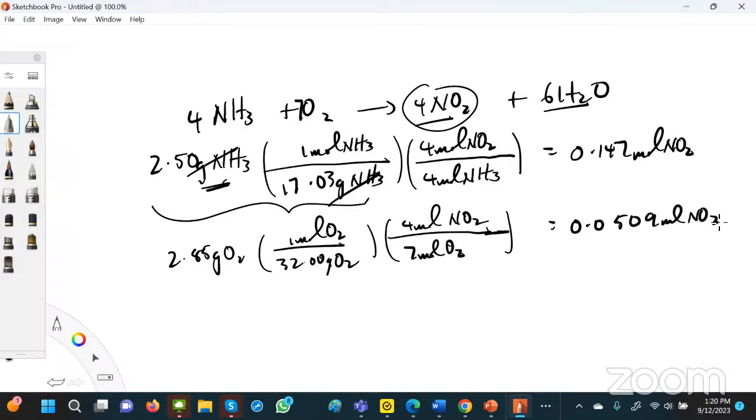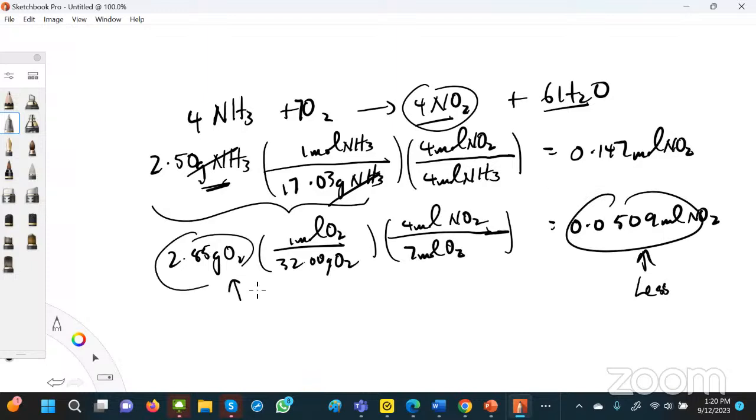Okay, so based on our calculations, which one would you say is the limiting reactant? Exactly, because this is less. That means that this would be the limiting reactant. All right, so that answers the first part of the question.